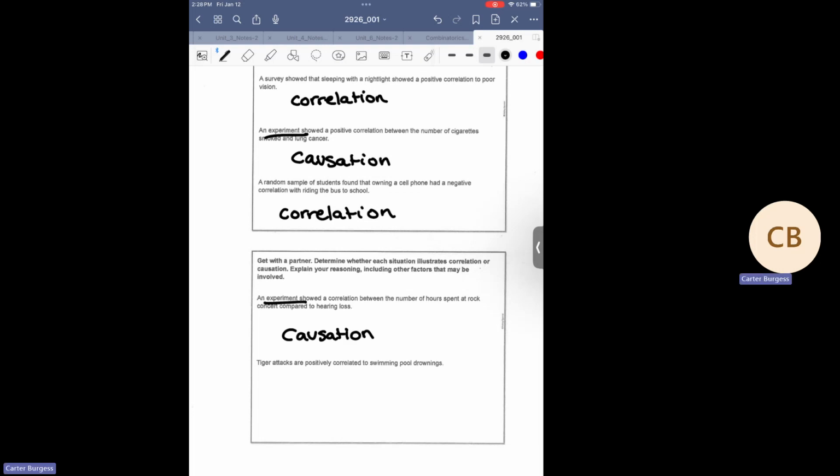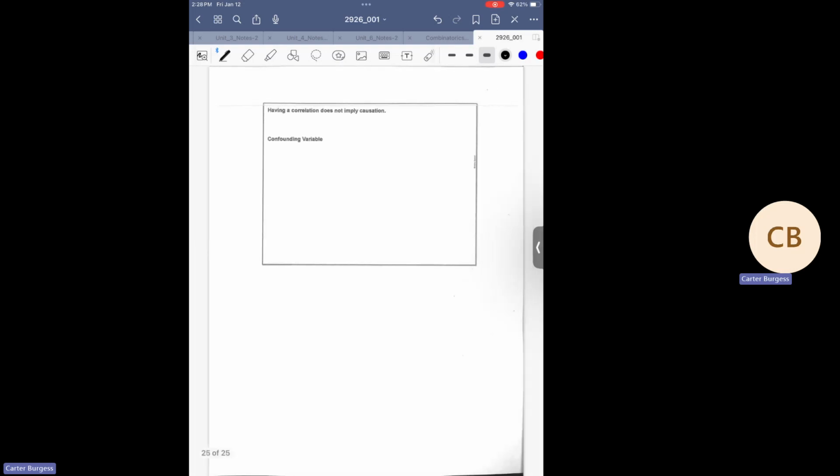Tiger attacks are positively correlated with swimming pool drownings. Causation or correlation? Correlation. What would a good underlying third variable be? Yeah, summer. More zoo visits, more pool swimming, more likely to be attacked by a tiger, I guess, and more likely to drown in the pool. These underlying third variables that we are running into do technically have a name. Also, we have 2 minutes and we are not lining up at the door. Thank you. These are called confounding variables.